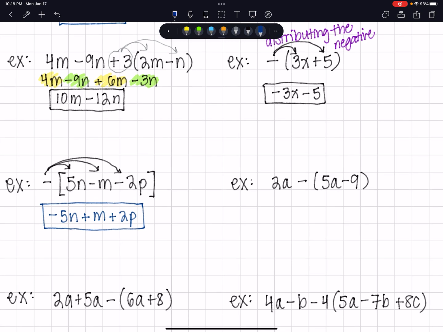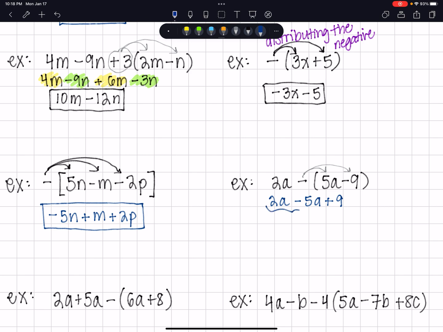Here we have 2a minus all of 5a minus 9. So I'm going to distribute this negative. I'm going to subtract not just 5a, I'm subtracting the 5a and I'm subtracting negative 9. So when I do that, I get 2a, 5a becomes negative 5a, and negative 9 becomes positive 9. So every term changes its sign.